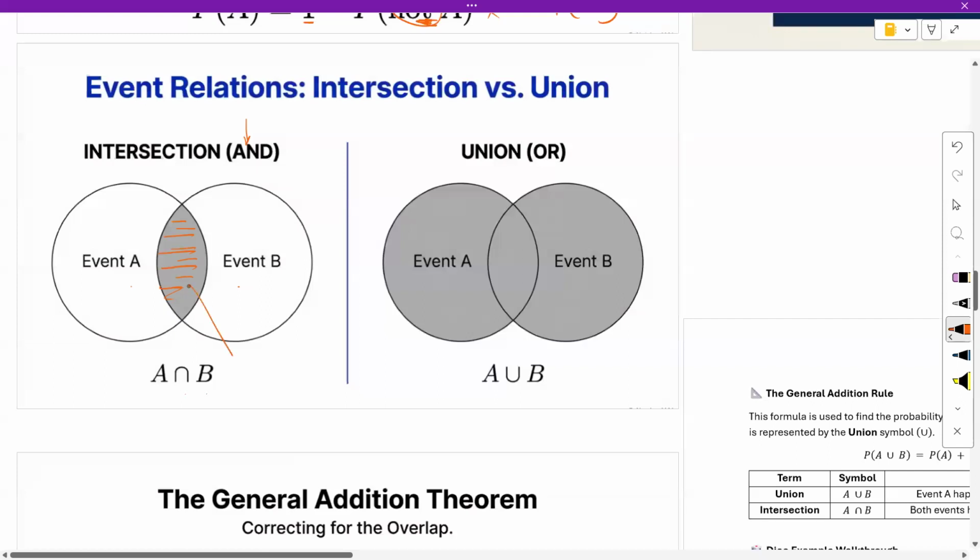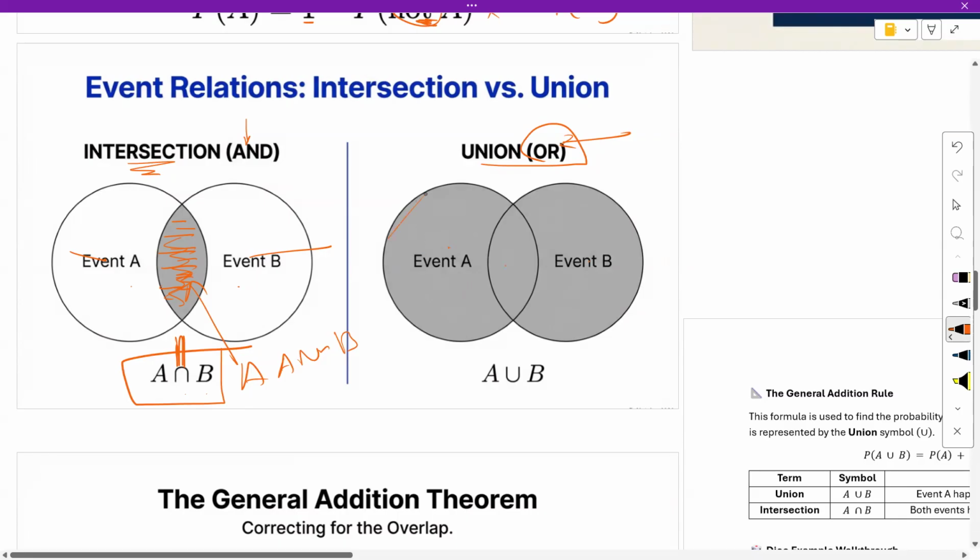This area represents A and B. This area is A only, this area is B only, and this shaded area is A and B. That's called intersection. And then union, or OR. Union means what? The combination of all possible outcomes: event A, event B, and A and B.